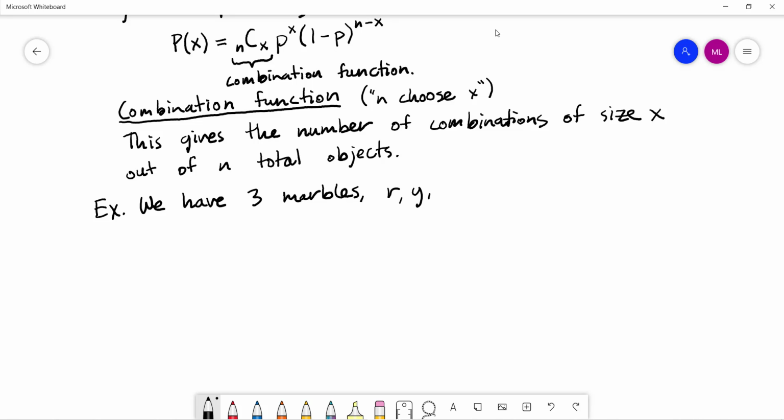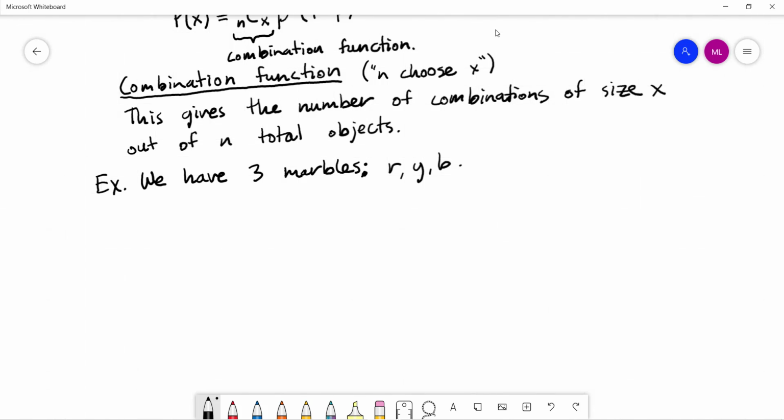Red, yellow, and blue. So one is red, one is yellow, one is blue. I want to look at the combination function for this thing. In this case, because we've got 3 marbles, it tells us that we have 3 total objects. So our n is 3. We have 3 total objects, 3 marbles in this case. I want to figure out how many combinations we can make of the various different sizes x.